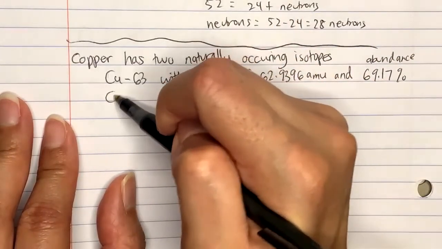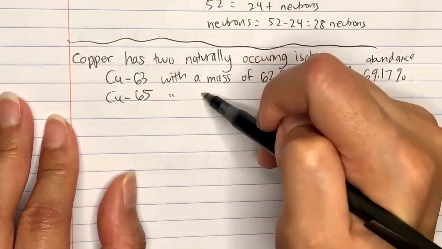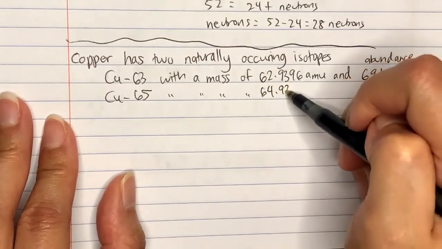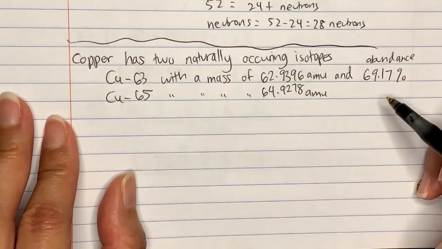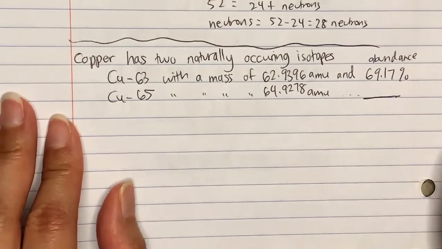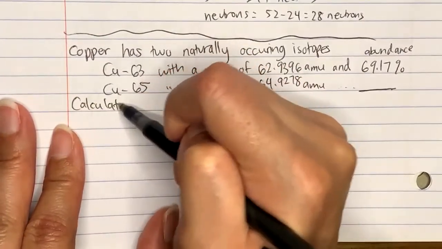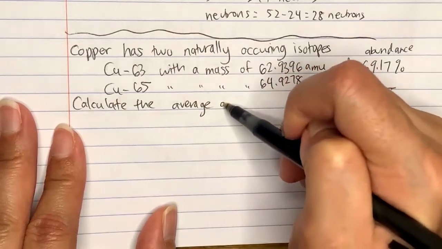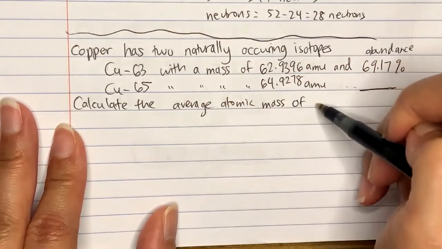And then you have copper 65. It has a mass of 64.9278 AMU. Okay, and they didn't tell you the abundance. You just left it blank. They didn't mention it actually. And it says calculate the average atomic mass of copper.